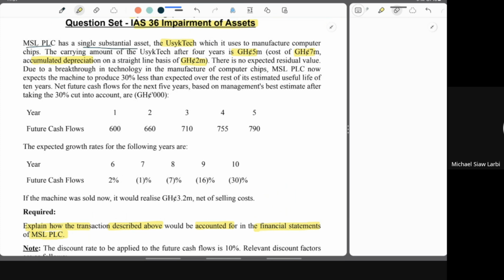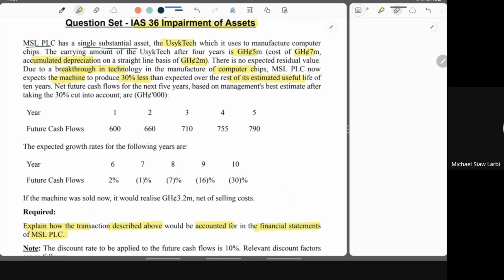There is no expected residual value, so we don't expect to have any scrap value or value at the end of the useful life. Due to a breakthrough in technology in the manufacture of computer chips, so this is an indicator of impairment, right? We have internal indicators and external indicators, right? So due to a new tech out there, the company now believes or they expect the machine to produce 30% less than expected over the rest of its estimated useful life in the next 10 years, right?